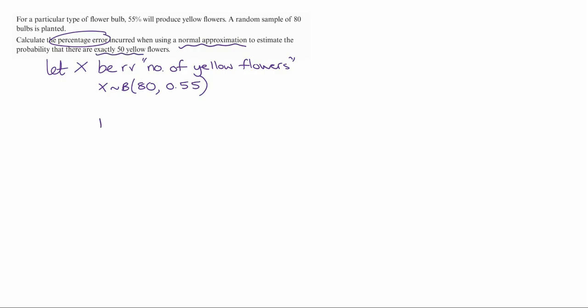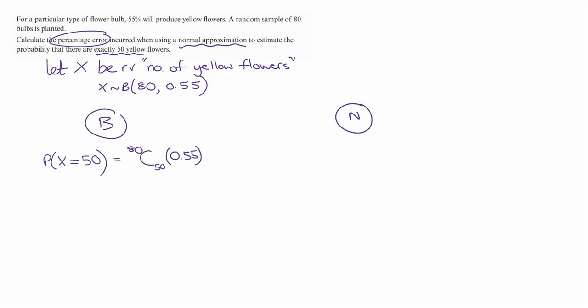Okay, so I'm going to put big B for binomial over here, put big N over here for the normal distribution. So for this one, x equals 50. That's the question. The probability the number of yellow flowers is exactly 50. So you can type this into your calculator. If you want to be really proper, if we have 80 flowers, we're going to choose 50 of them to be yellow. The probability of success is 0.55. We want that to happen 50 times, and the probability of being unsuccessful is 0.45, and we need that to happen 30 times.